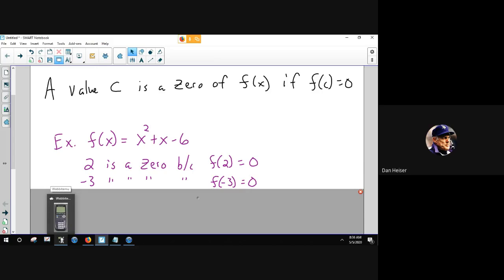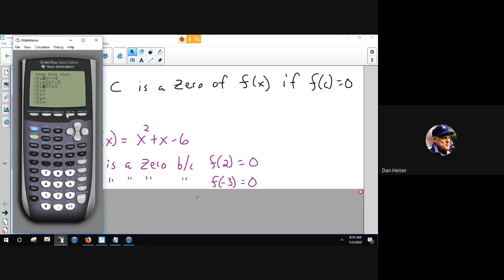And if I come over here and graph x squared plus x minus 6, we get that, hey, look, it crosses at negative 3, crosses at positive 2. And those are very important points.